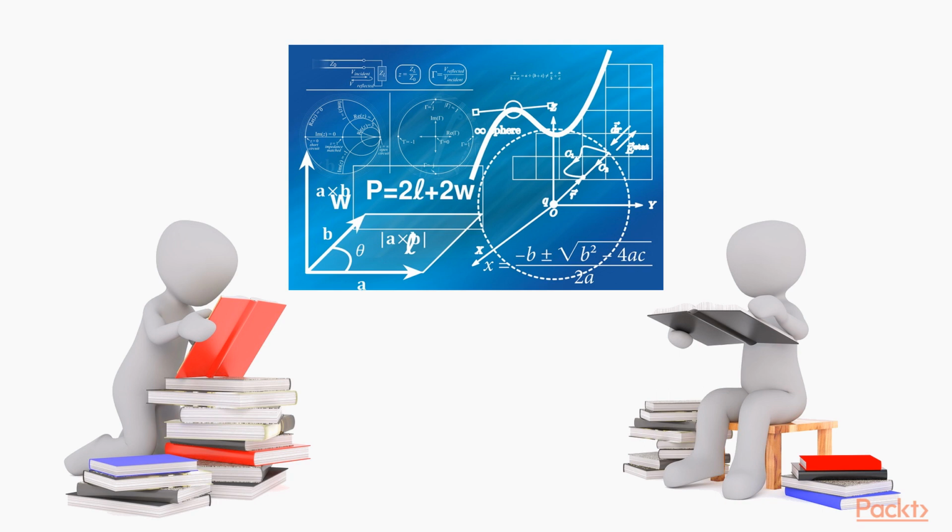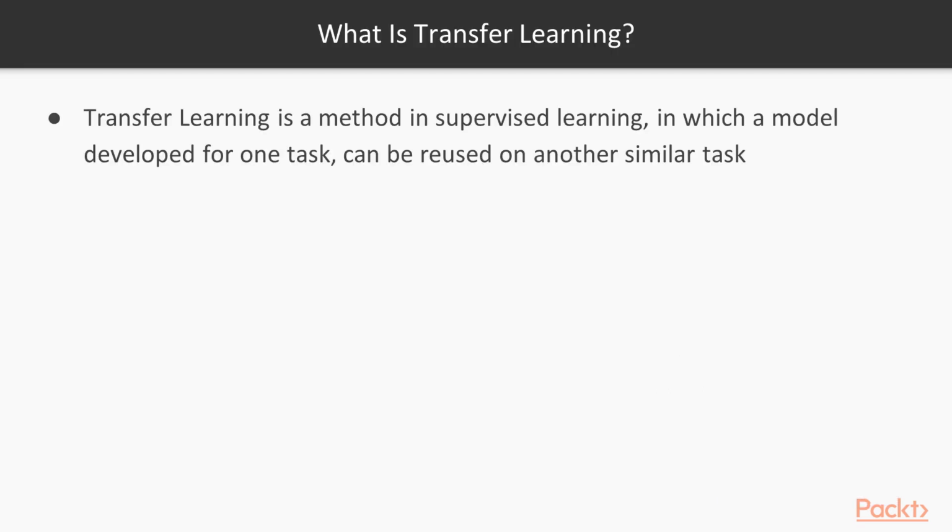Well, it is. Transfer learning is a method in supervised learning in which a model developed for one task can be reused on another similar task. If you look at the definition of transfer learning, it is clearly mentioned that the tasks are related. So if you are a physics student, your friend also has to be a physics student to understand what exactly you are saying to him.